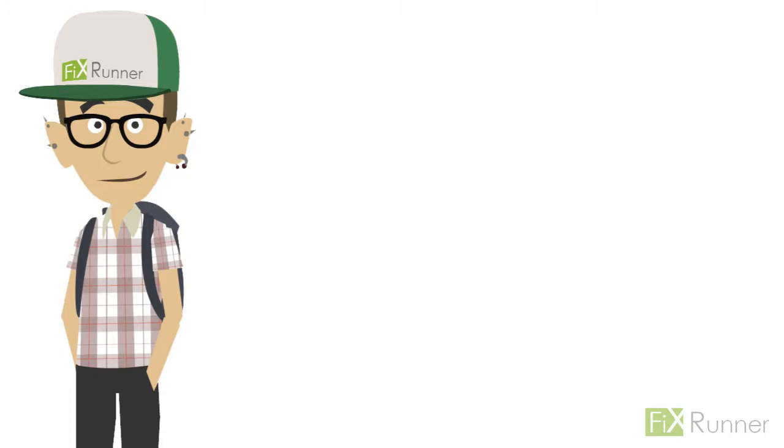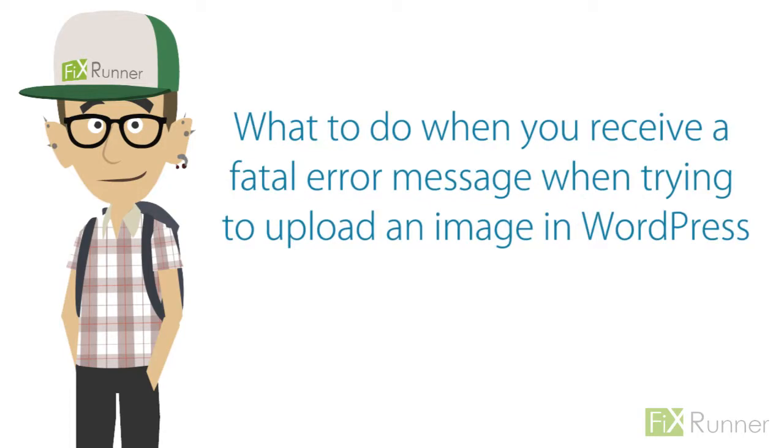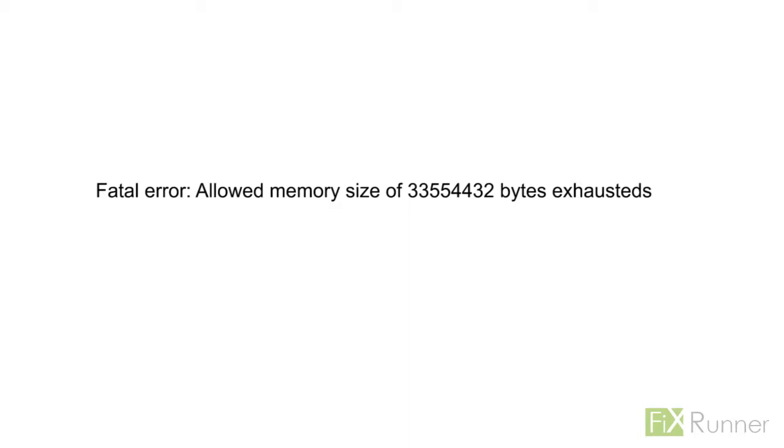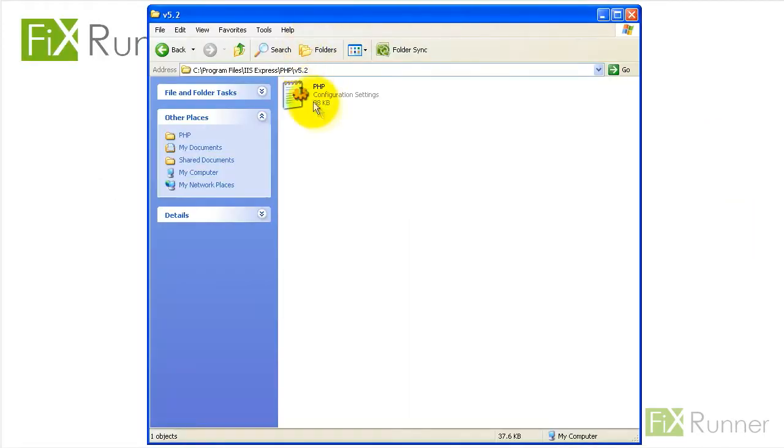Hello people, it's Zach. Today, I will show you what to do when you receive a fatal error message when trying to upload an image in WordPress. When trying to upload a medium-sized image, you may receive an alert that says, "Fatal error, allowed memory size of 33554432 bytes exhausted." Here is how to solve this.